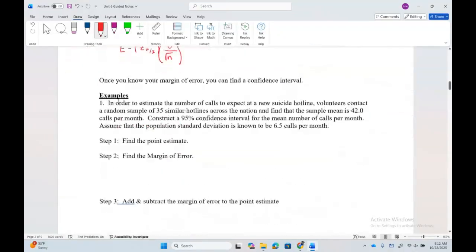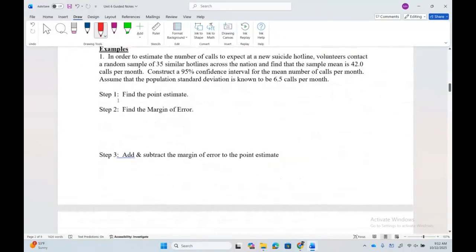All right, so let's do an example here. In order to estimate the number of calls to expect at a new suicide hotline, volunteers contact a random sample of 35 similar hotlines across the nation and find that the sample mean is 42.0 calls per month. Construct a 90% confidence interval for the mean number of calls per month. Assume that the population standard deviation is known to be 6.5 calls per month.